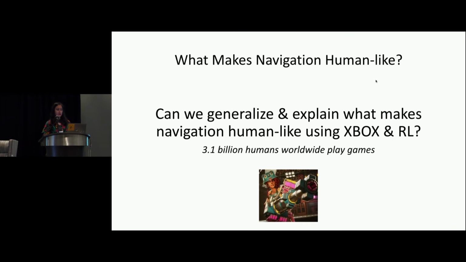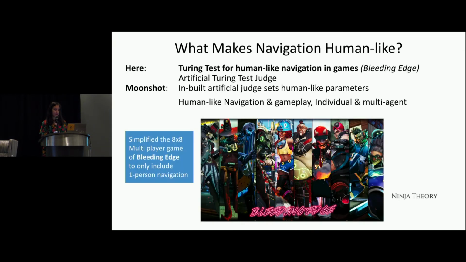But the question we were asking is, what makes navigation human-like, and how can we evaluate it in artificial agents? Since more than 3 billion humans play video games, which obviously this number has increased during the pandemic, it seems like navigation in video games is a not biologically, but ecologically valid approach to studying human-like navigation.